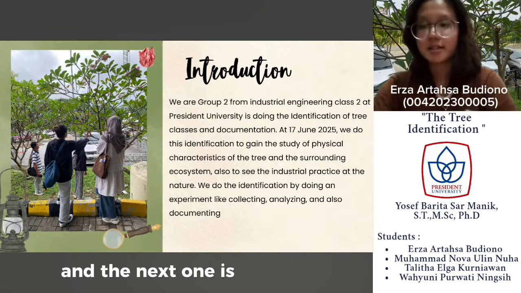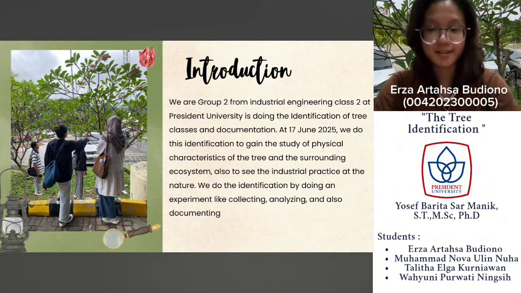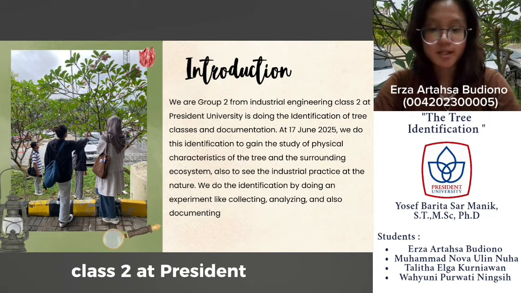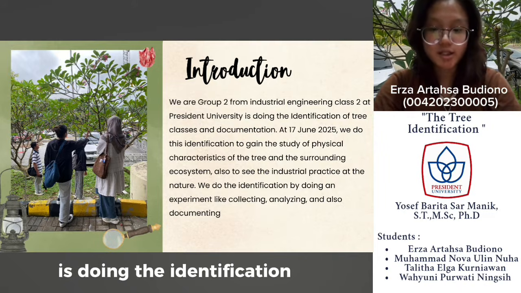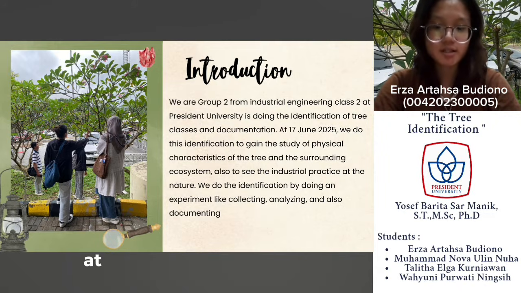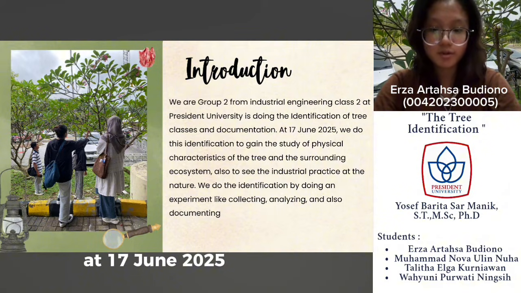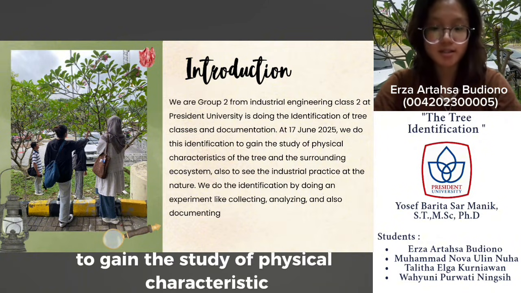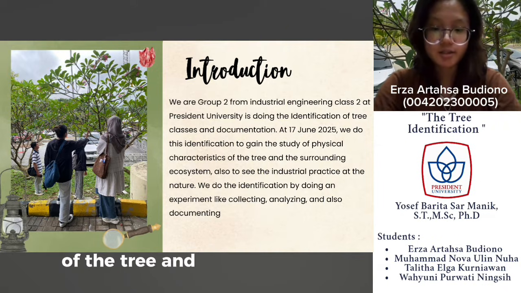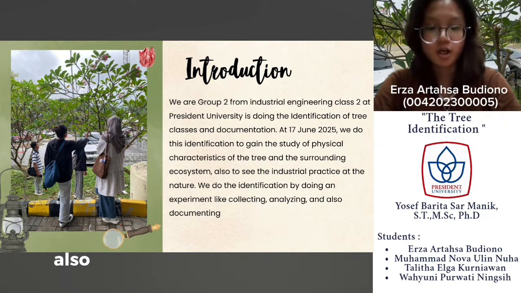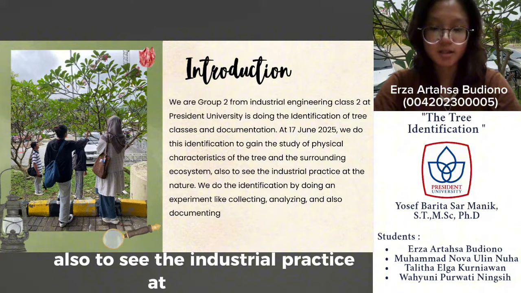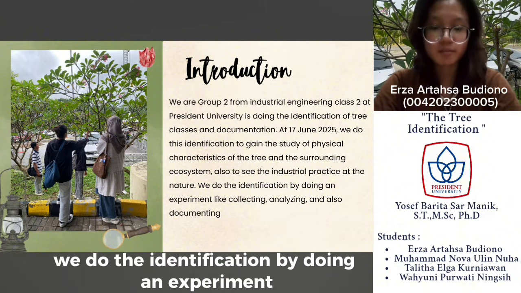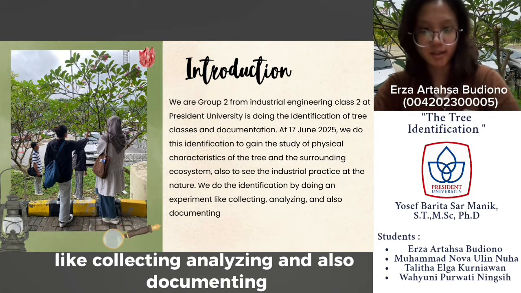And the next one is the introduction. We are from Group 2, Industrial Engineering Class 2, at Presiden University. We are doing the identification of tree classes and documentation on 17 June 2025. We do this identification to study the physical characteristics of the tree and the surrounding ecosystem, and also to see the industrial practice in nature. We do the identification by doing an experiment like collecting, analyzing, and also documenting.